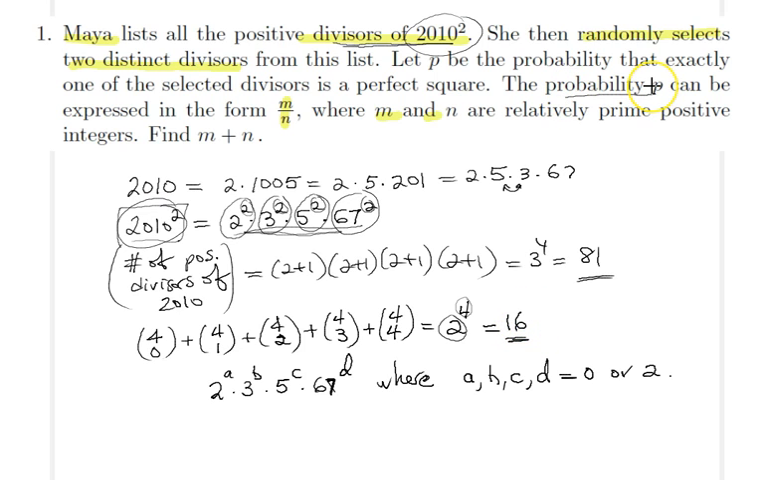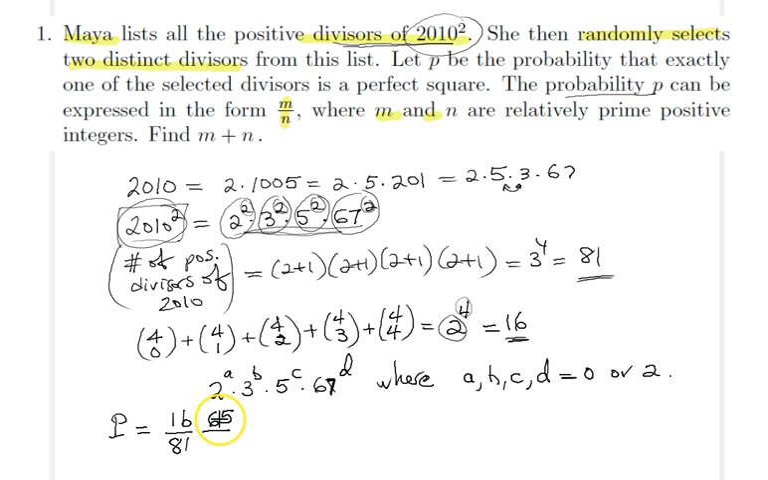Now the probability mentioned in the question would simply be equal to P equals, we have 2 options. When we pick 2 divisors, we might have either the first one we picked is a perfect square and the second one is not, or the first one is not a perfect square and the second one is. So what are the chances that the first one is a perfect square? 16 over 81. What are the chances the second one is not a perfect square? That would be simply 65, I believe.